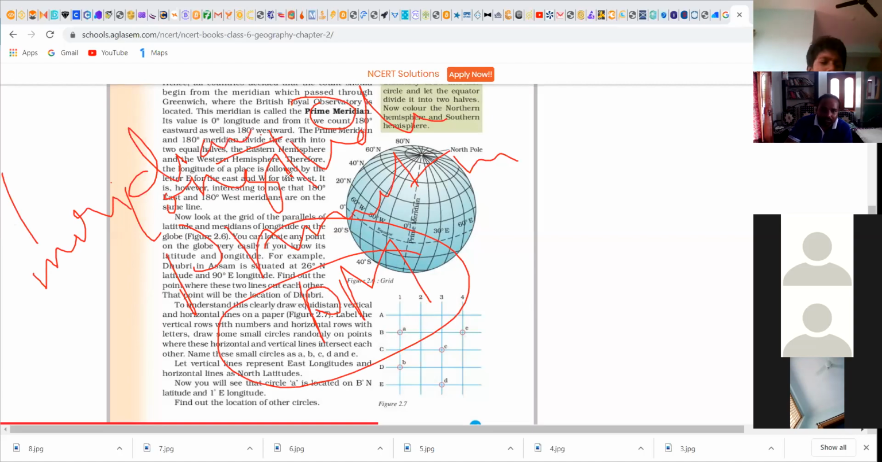Next one, here we can see a network of these latitudes and longitudes.